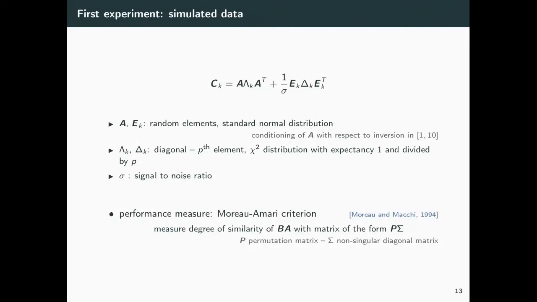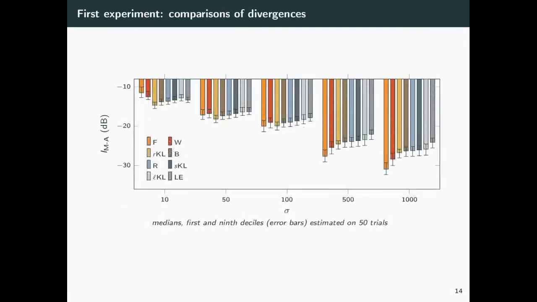Okay, and so here are some results. For the Moreau-Amari criterion, the more we are at the bottom here, the better the recovery is, and sigma here represents the signal to noise ratio. So the further we go to the right, the easier it is for the methods to recover the data.